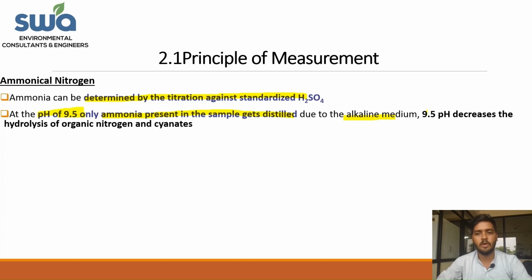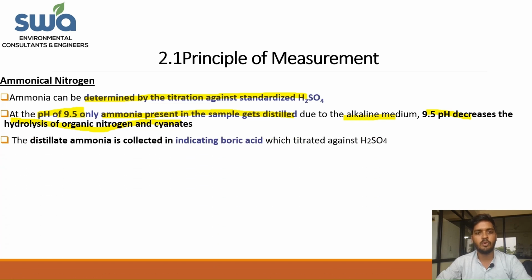At pH 9.5, the hydrolysis of organic nitrogen and cyanides will decrease. Only ammonia will get liberated. This liberated ammonia will get collected in indicating boric acid at the end of the distillation assembly. It will get condensed, and after the ammonia is collected, it will be titrated against H2SO4 and we can calculate the amount of ammonia present in the sample.